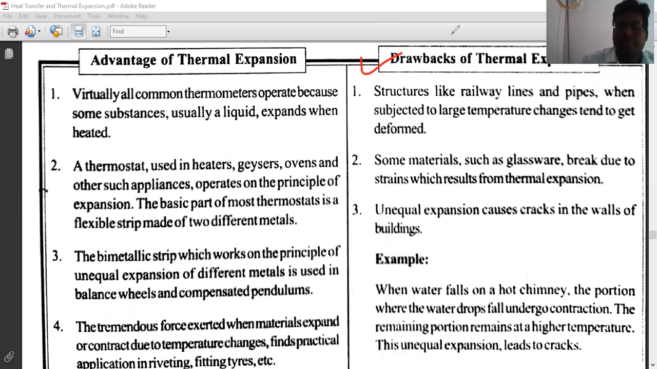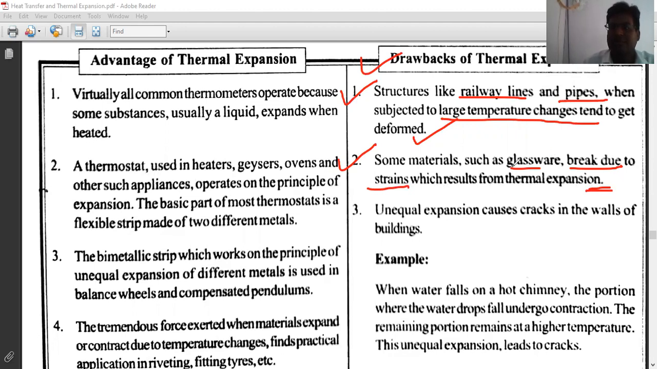On the other hand, I will also explain the drawbacks of thermal expansion. A structure like railway lines and pipes, when subjected to large temperature change, tends to get deformed, right? So a railway track is made of iron or some material. So when it is exposed to a larger temperature difference, it will deform its shape. The next point is that some materials such as glassware break due to the strains which result from thermal expansion, right? Like when glassware is heated to a larger temperature, it breaks down, right? So this is the main drawback of thermal expansion.